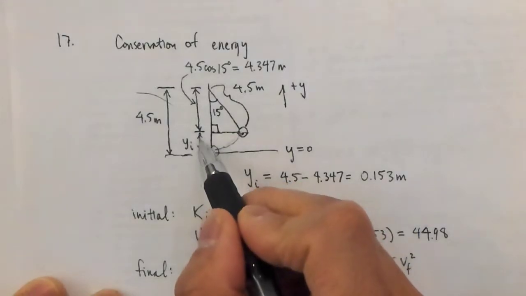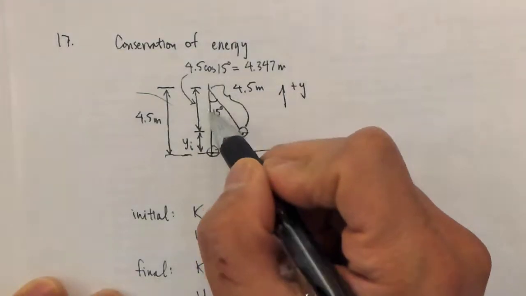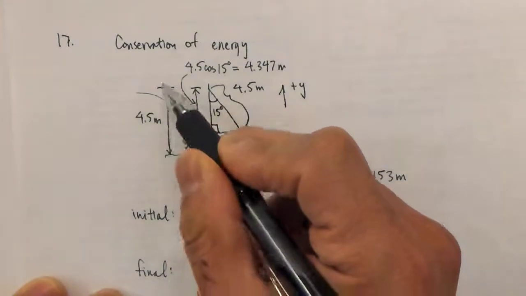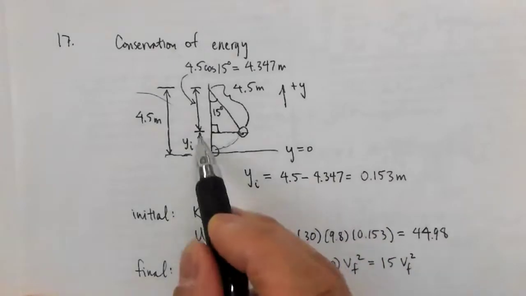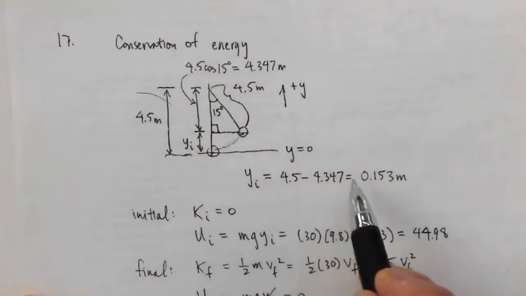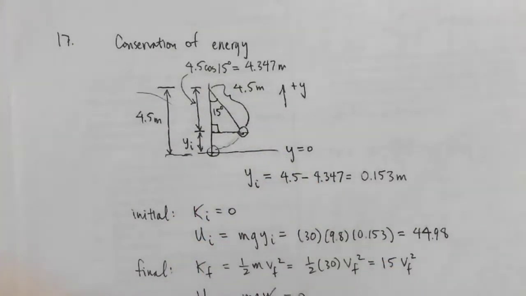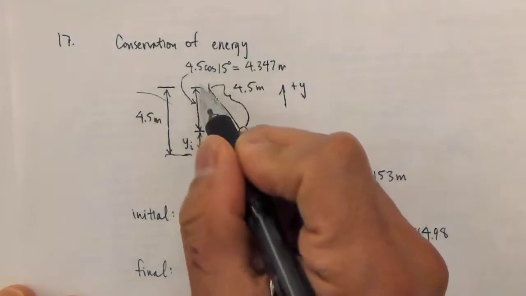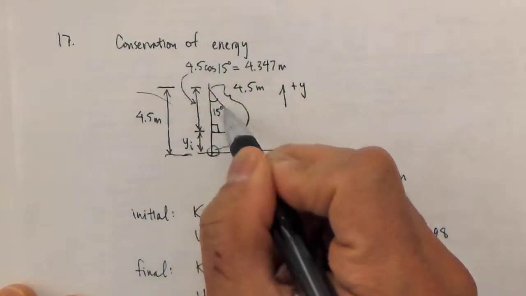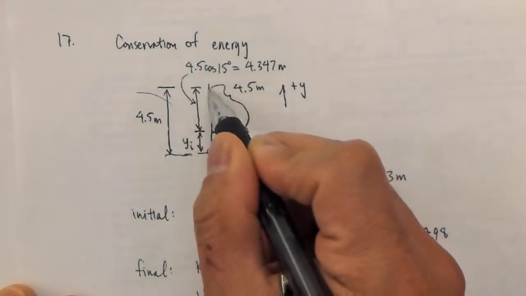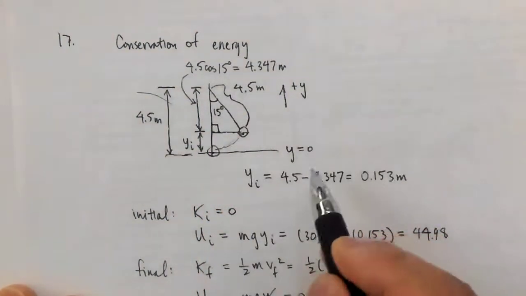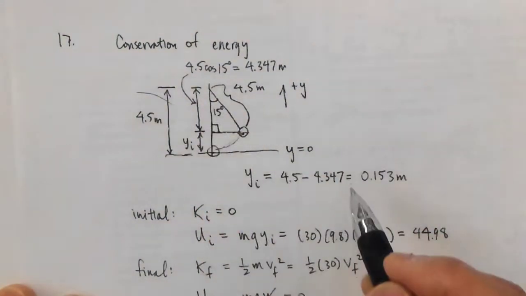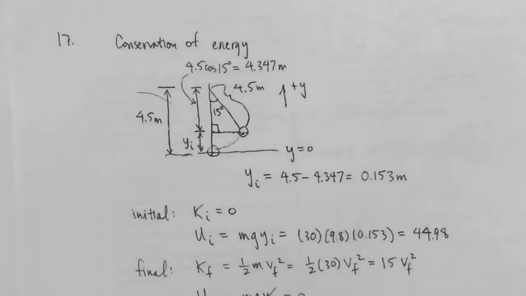And then this little piece here, because this whole thing is 4.5 meters and this hypotenuse is also 4.5 meters, this little piece will be 4.5 minus this side here, and that is 0.153. Does everybody see that trick? So this whole thing here, from here to there, is 4.5. This hypotenuse is also 4.5. This side will be 4.5 times the cosine of 15. So then this little piece is 4.5 minus this side. And so you get 0.153.